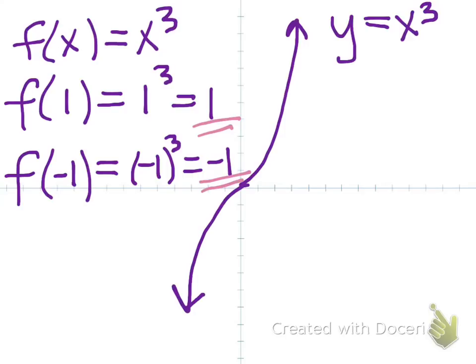So, if I plugged in 2, I would get out 8, because 2 cubed is 8. And if I plugged in negative 2, I would get out the negative value of 8, which means y equals x cubed is an odd function.